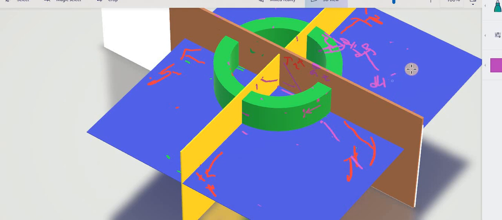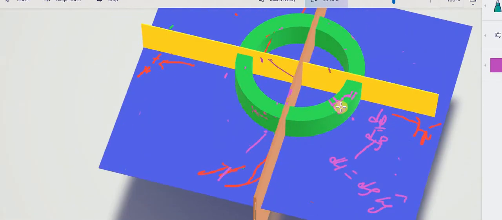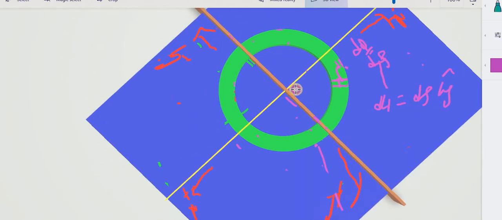dl1 is d rho a rho, this one component. But for phi, what is this? This is the arc, from origin to there. This is rho. If this is the arc, d phi is the arc.